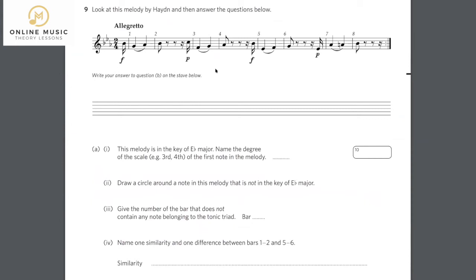Name the degree of the scale, e.g. third, fourth, of the first note in the melody. So you're going from E to B. So you got E, F, G, A, and B. So that'll be a fifth.